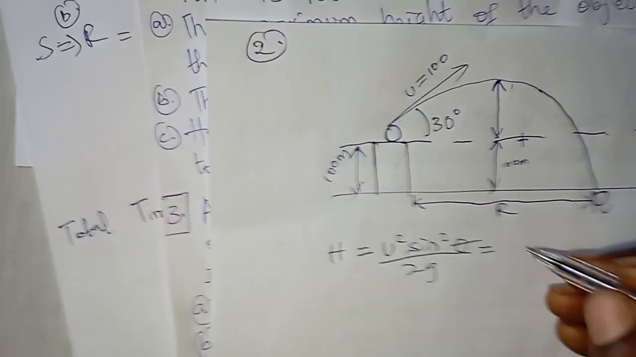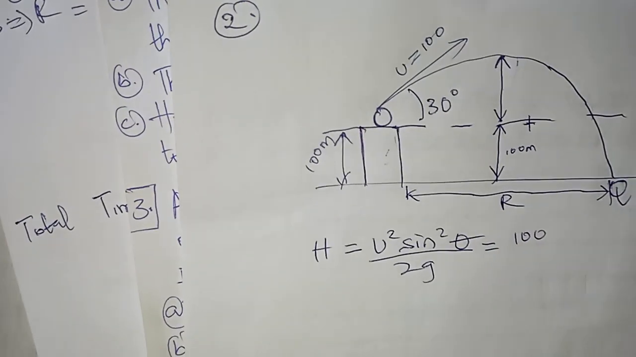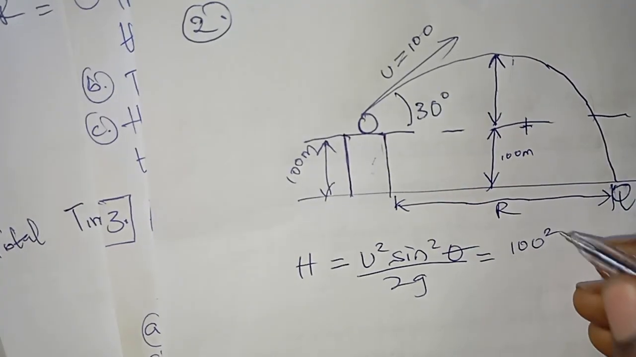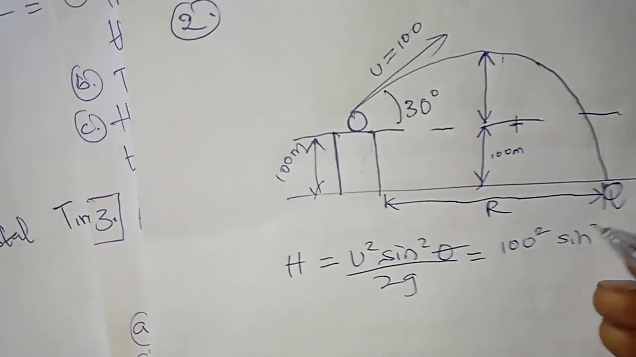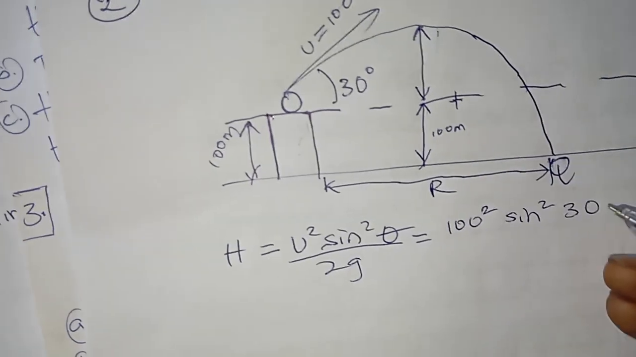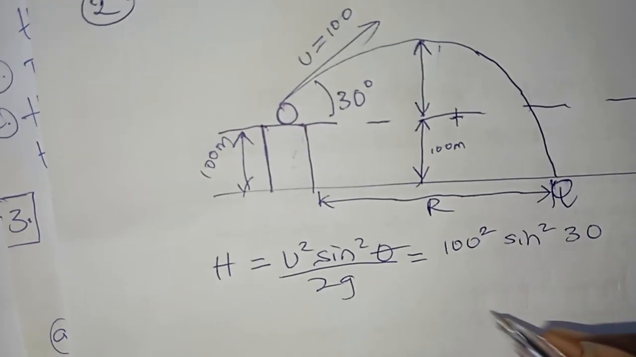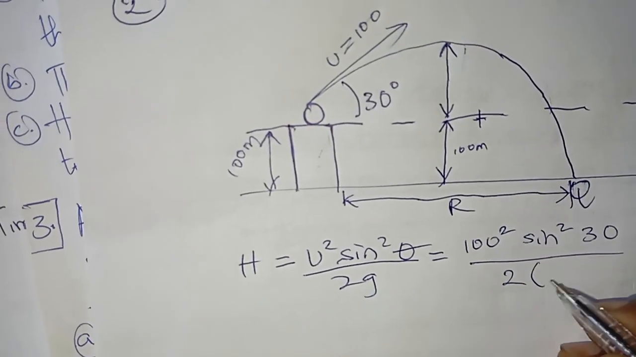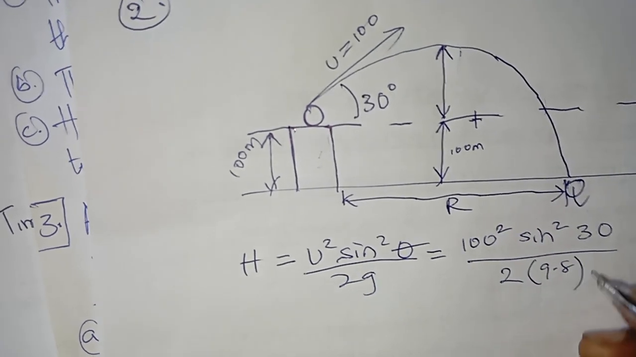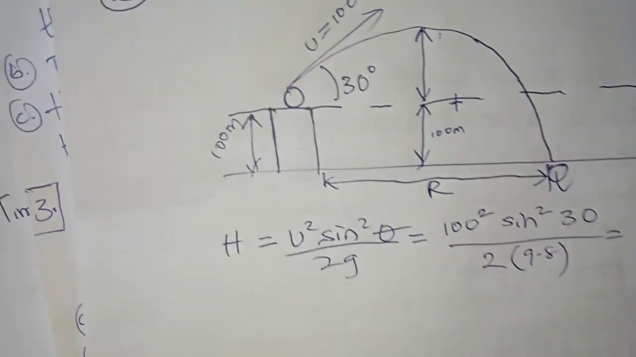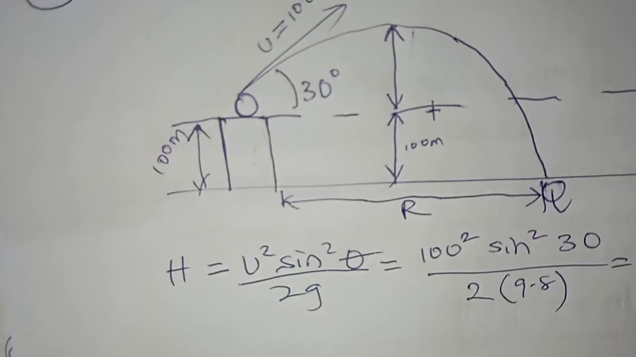So all I need to do is say 100 squared, sine squared 30, all over 2 into 9.8. I think I'll start using 10. It's 9.8.